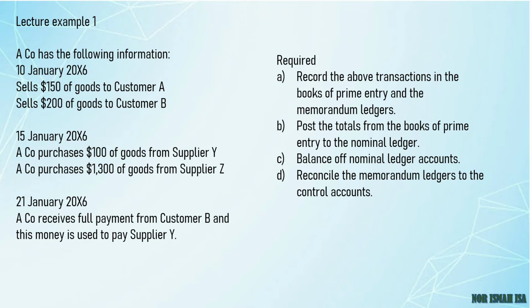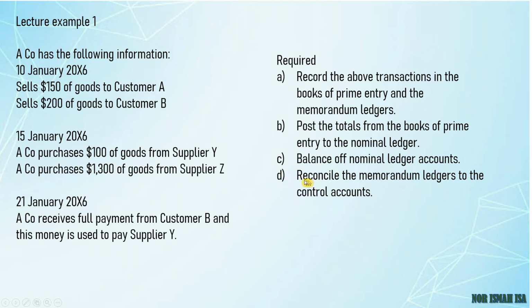Now look at example 1. This is from the previous lesson, so I won't go long for this example. I hope that you will do it on your own. The thing that you need to do is record in a book of prime entry, post to the ledger and balance the nominal ledger, and reconcile the memorandum ledgers to the control account.